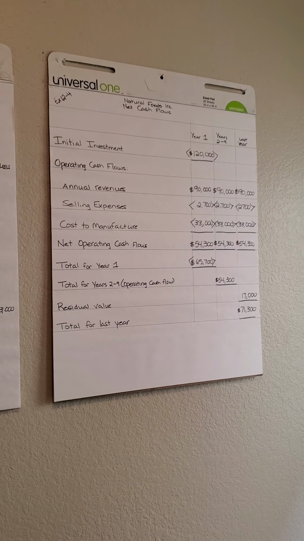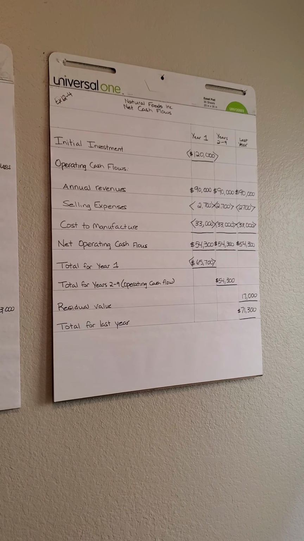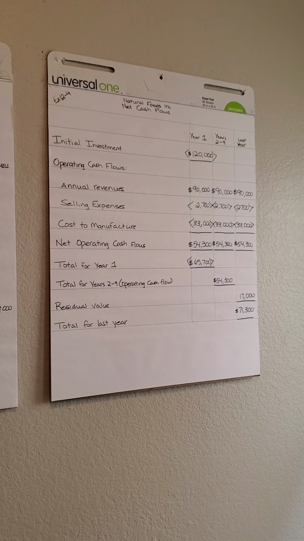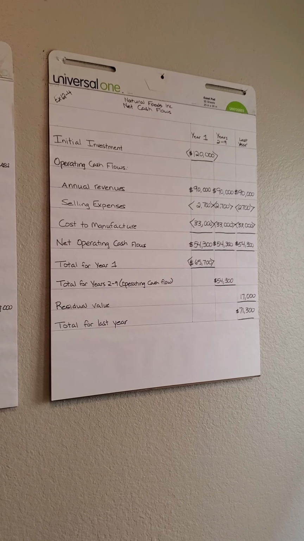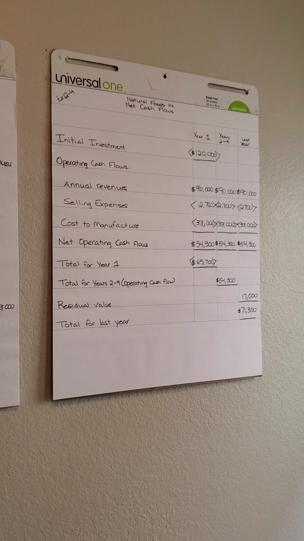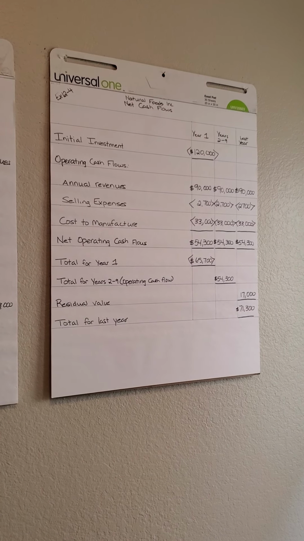So it's important to remember this is similar to when we were doing the cash budget in the budgeting chapter. When we're calculating cash flows, we want to take out any non-cash expenses. So that's how you calculate exercise 12-4.